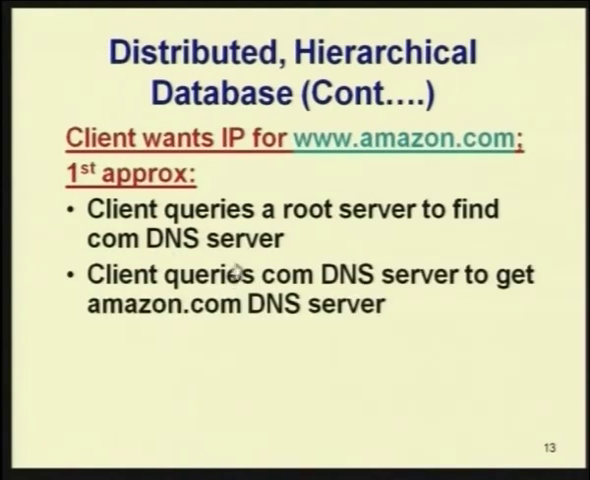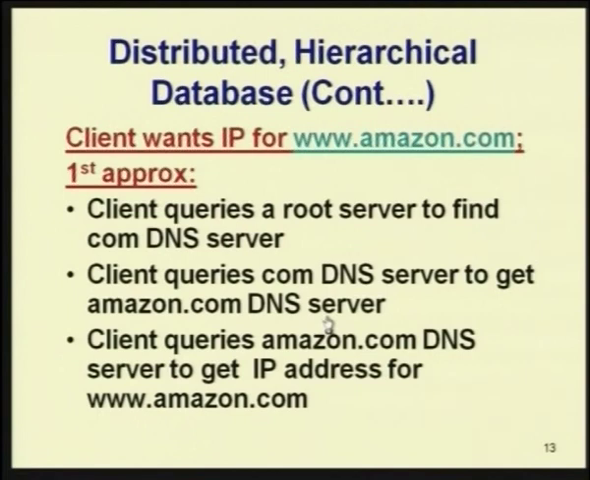Once it gets the information about where the com DNS server is located, the client then could query the com DNS server to get the amazon.com DNS server. Once the amazon.com DNS server has been contacted by the client, the client queries the amazon.com DNS server and gets the IP address for www.amazon.com. This is typically what would happen in this distributed hierarchical database if the client needs the IP address of any machine. This is a first level approximation. There are of course ways in which this access can be optimized, and we will look at how that is also done.